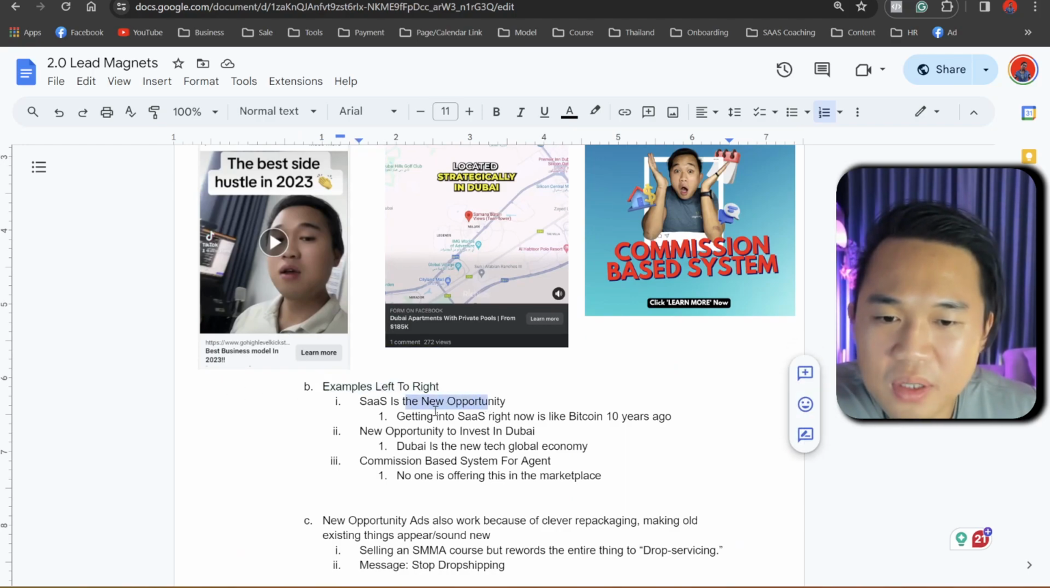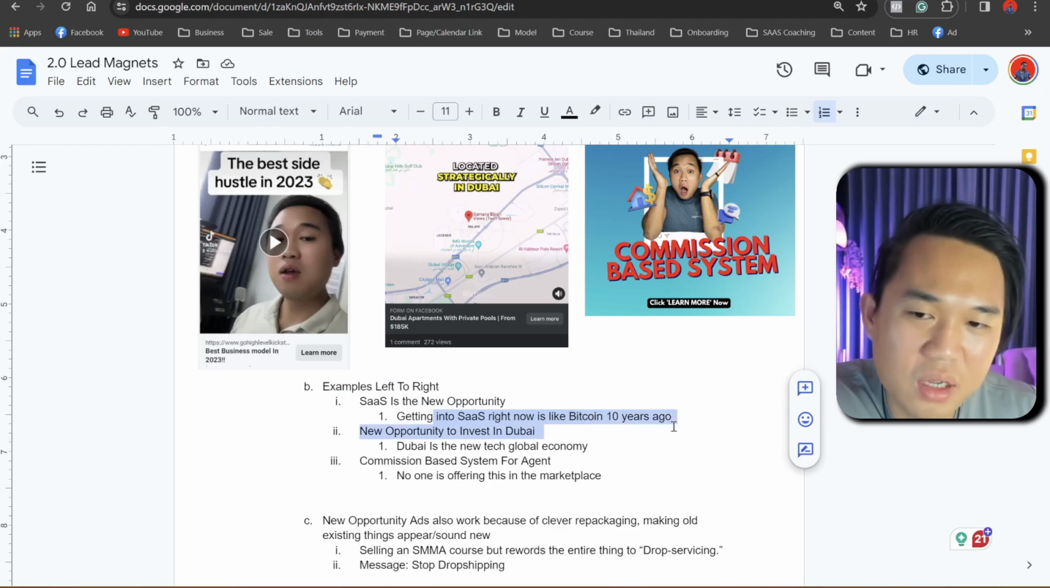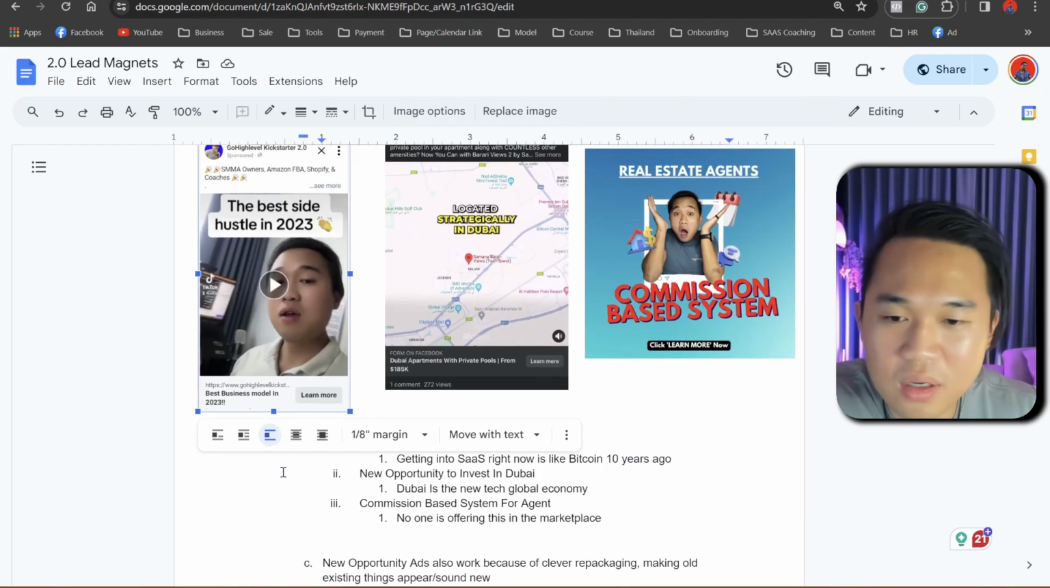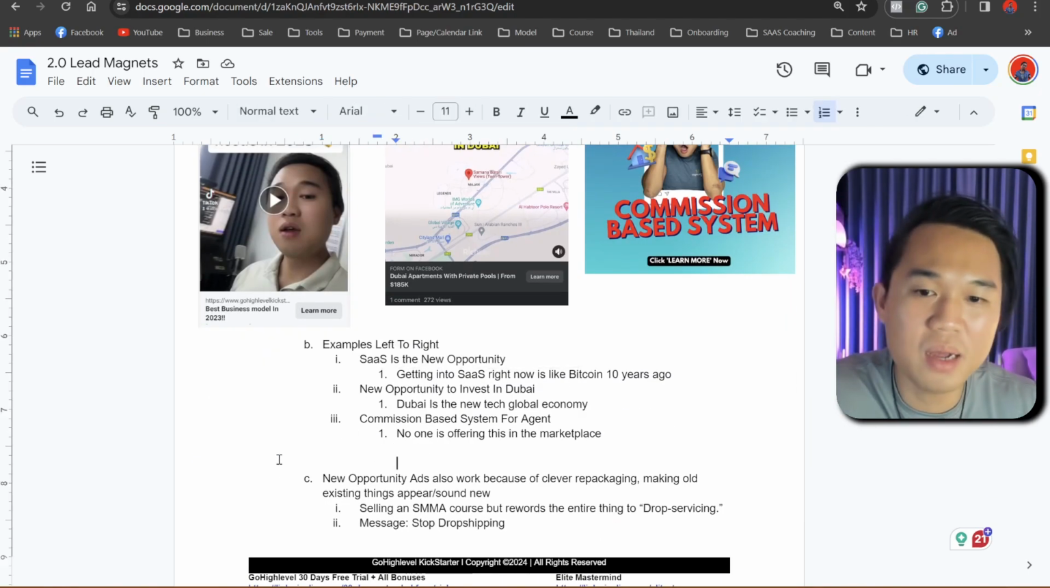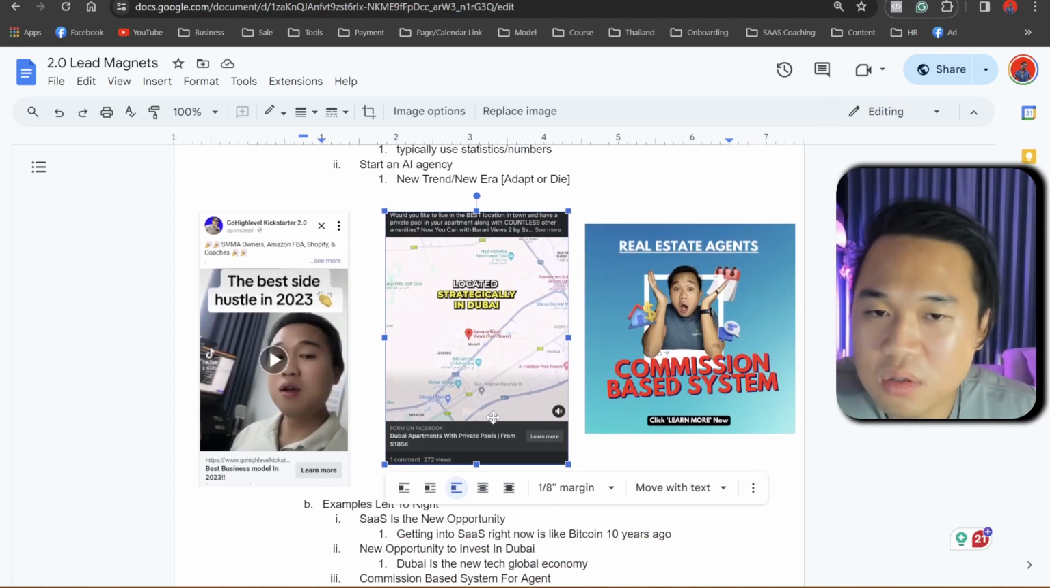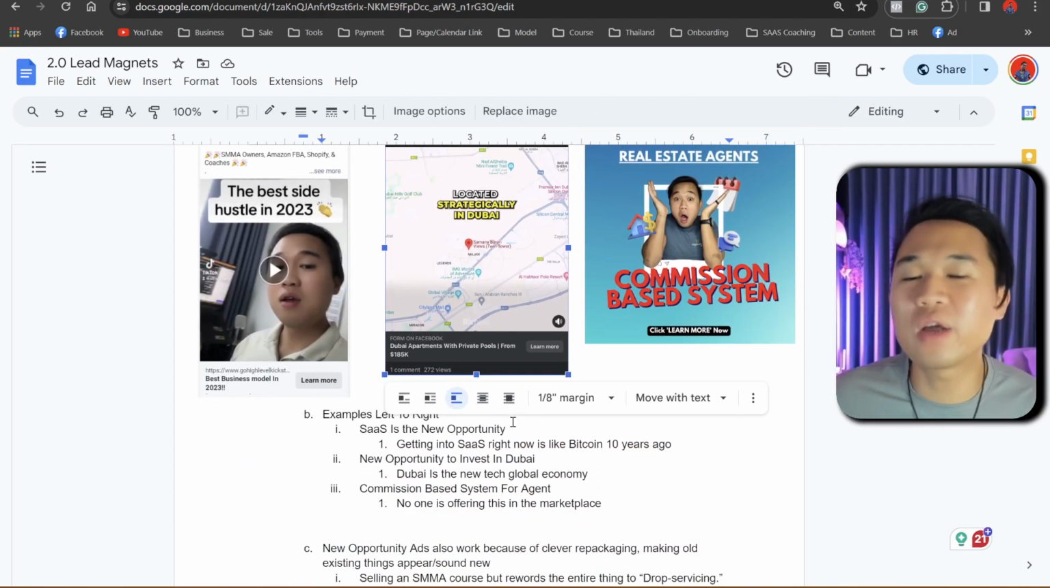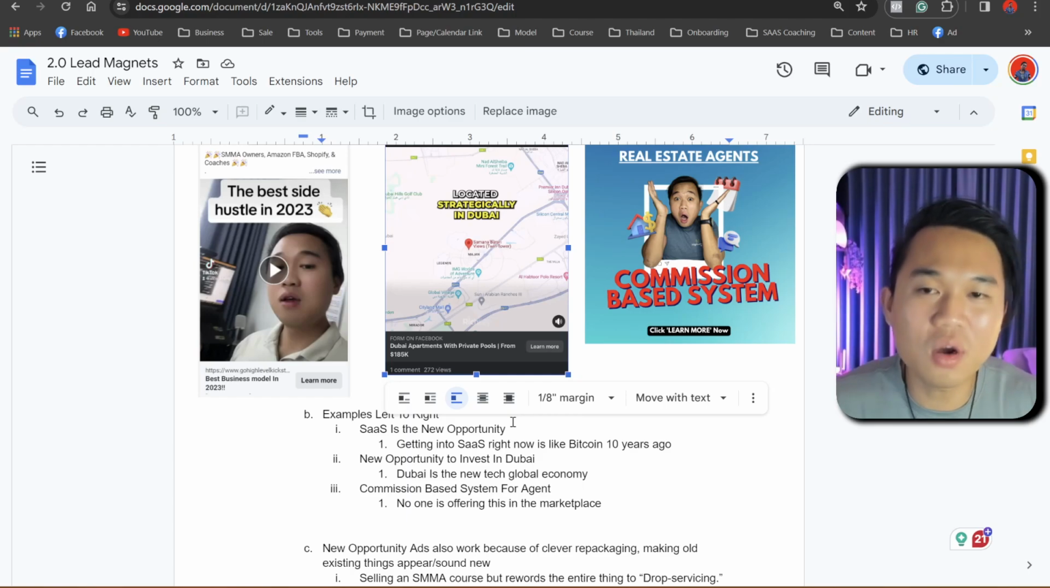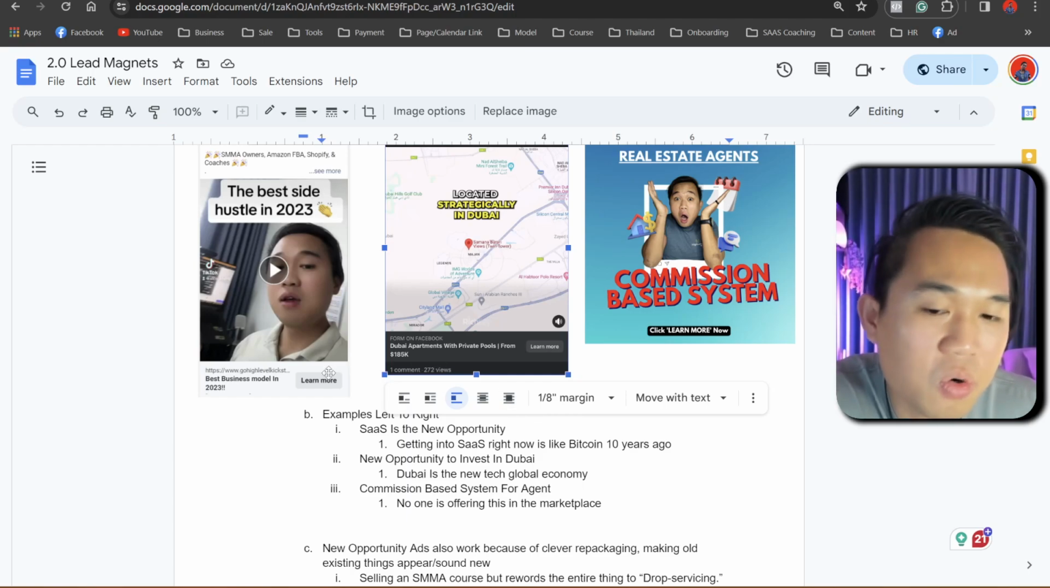SaaS is the new opportunity. Getting into SaaS right now is like Bitcoin 10 years ago, which is absolutely true. It is the new opportunity, honestly, in my opinion. New opportunity to invest in Dubai. Dubai is the new tech global economy. Obviously, if you somehow can position your lead magnet and your offer this way, it's really easy. You are the only shark in the blue ocean.